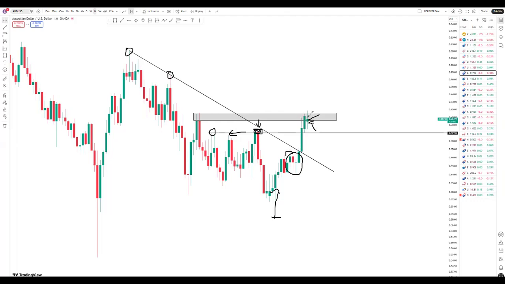So what am I expecting from where the price is right now? The market to go down a little bit and go up before coming down here.